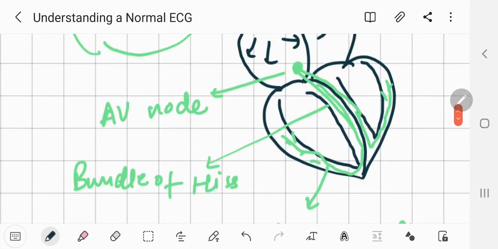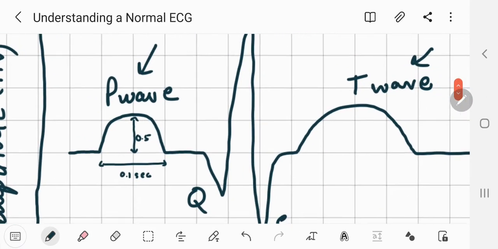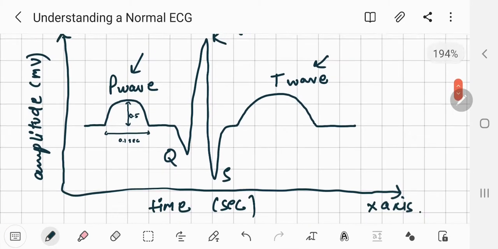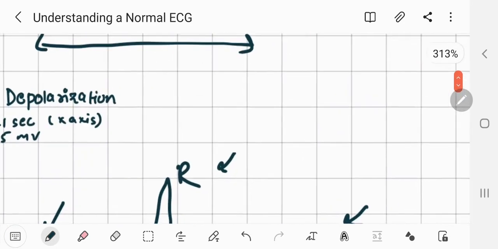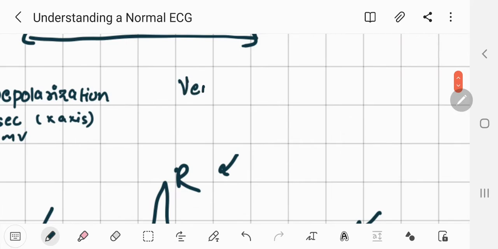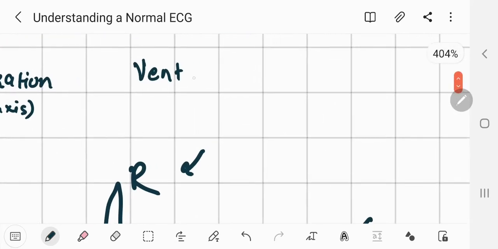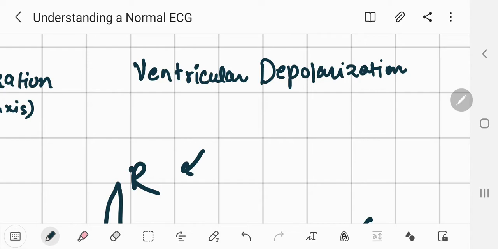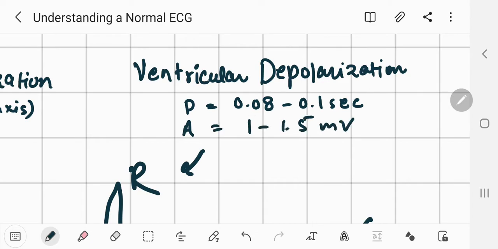Anyways, let's go back to the QRS complex. Now, the QRS complex denotes nothing but ventricular depolarization, which also means ventricular systole, the duration of which is around 0.08 to 0.1 seconds, which will be around, again, 2 to 2.5 small square boxes, and amplitude will be around 1 to 1.5 millivolts.